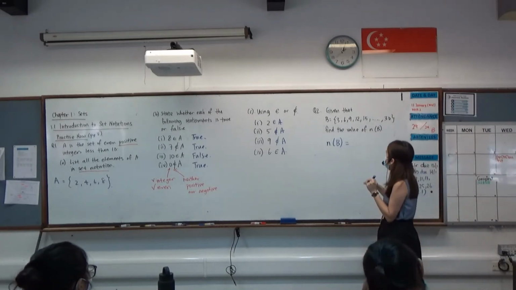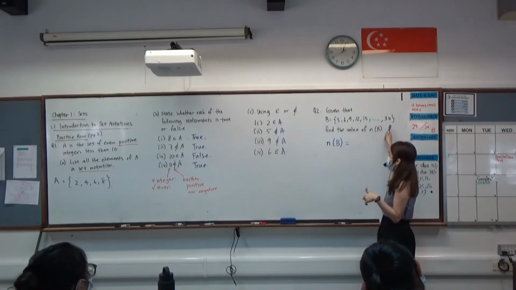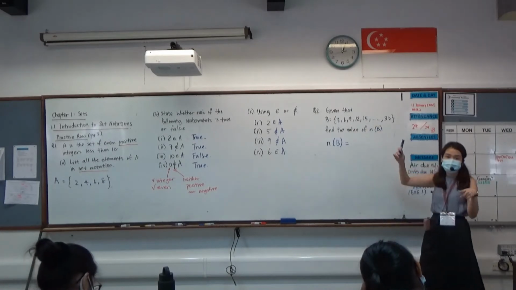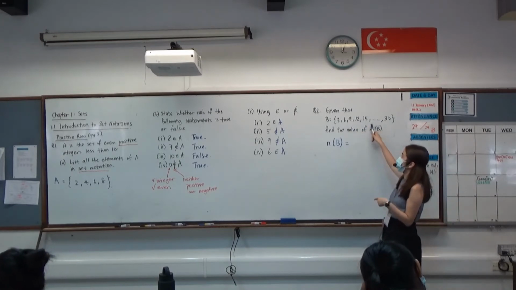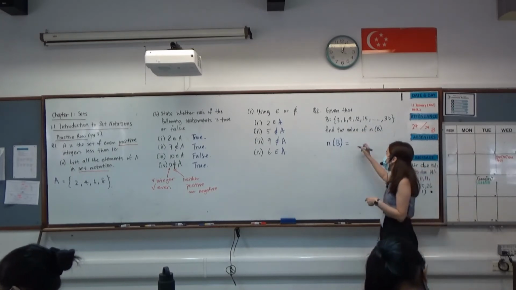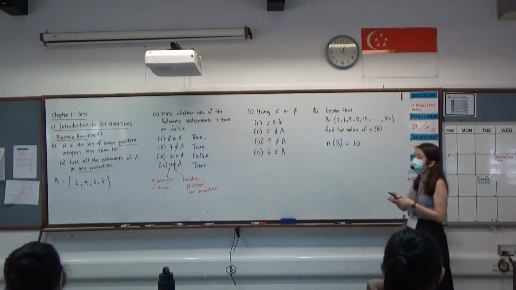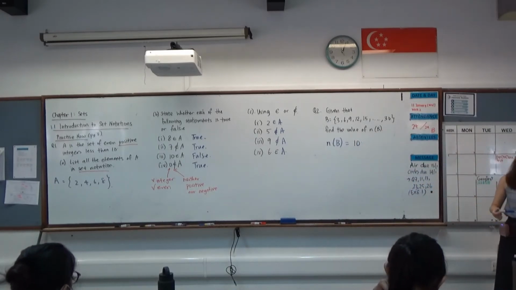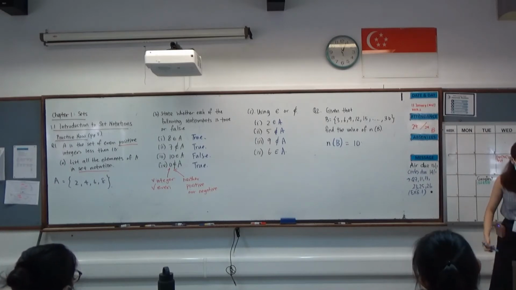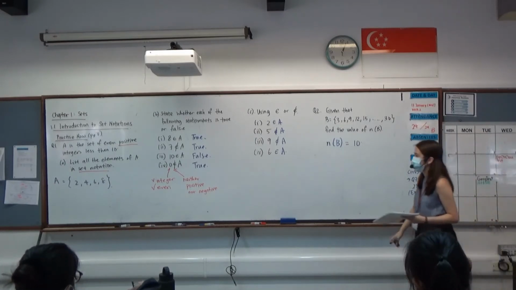So I hope nobody sees this as 6 because there are 6 numbers written. The dot dot dot means that you should notice the pattern, and then continue in terms of multiples of 3. So there are actually 10 elements, because it's multiples of 3 from 3 to 30. So there are 10 elements in the set B.